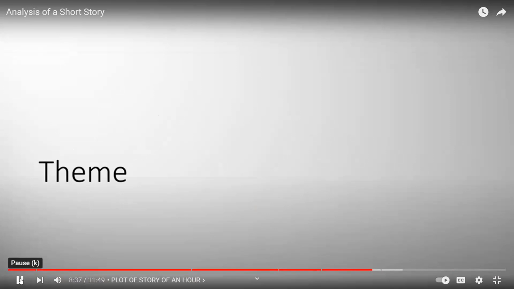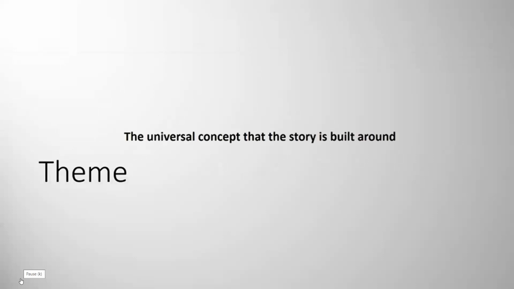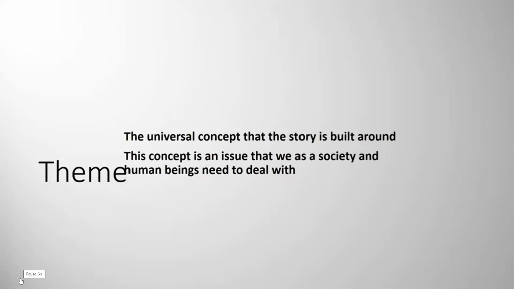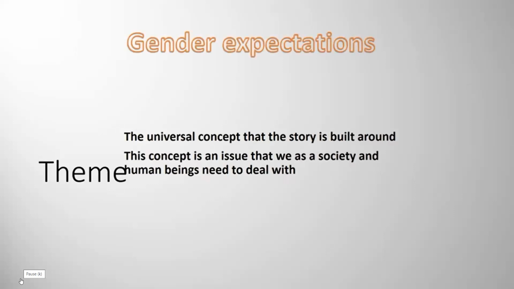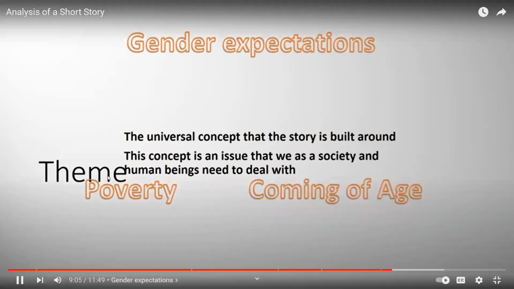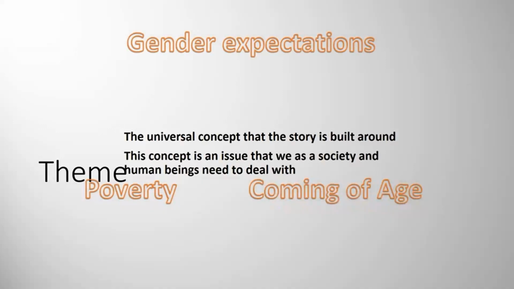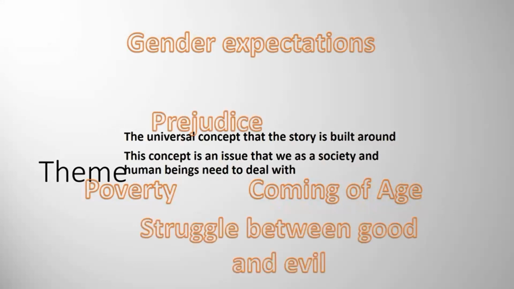Elements help us understand a theme as a universal concept that the story is built around. So the concept is usually an issue that we as a society and human beings need to deal with. So it's going to be common to us as human beings. It could be things like gender expectations. What does our society expect of people to be? If they're a man, they should act like this. If they're a woman, they should act like that. Poverty. How do we make sure that everybody has food and shelter? Coming of age. What are the things people go through as they're going through that transition from being a teenager to an adult? Prejudice, the struggle between good and evil, repression of women, all sorts of different things that we could look at, these issues that could be a theme that we're going to pull from the story.